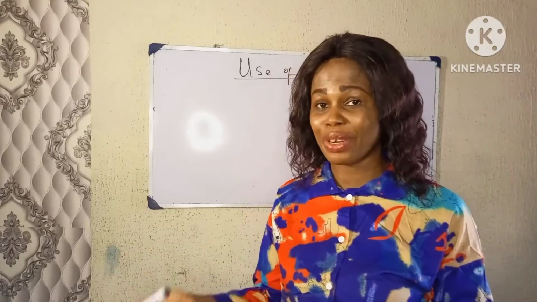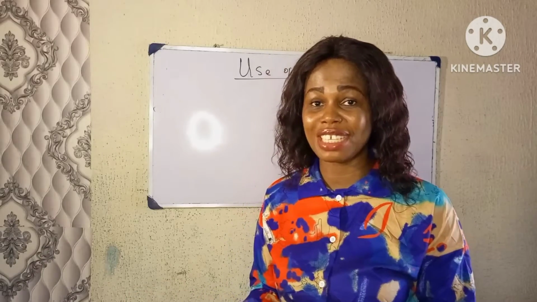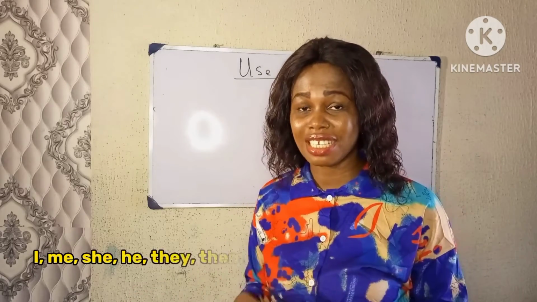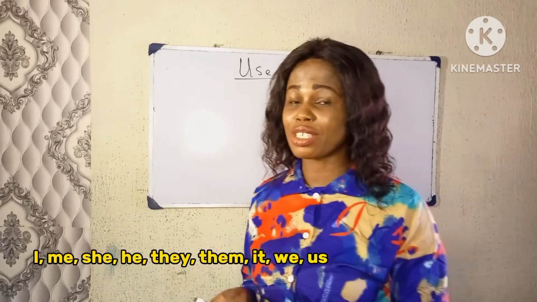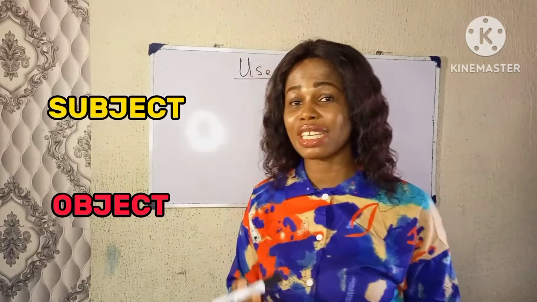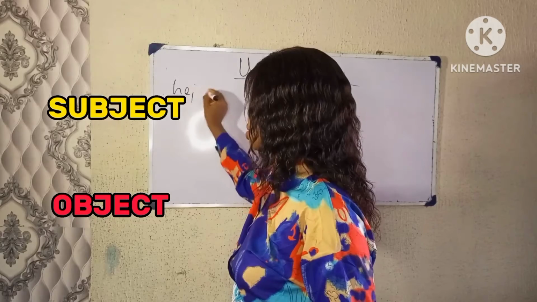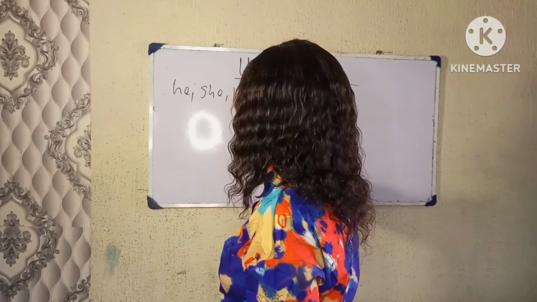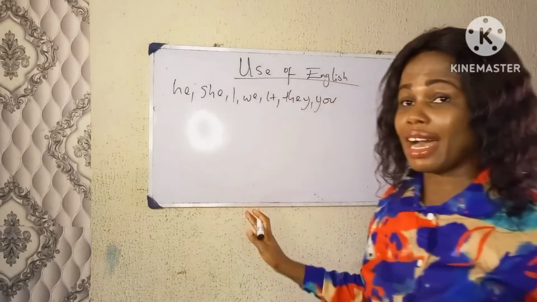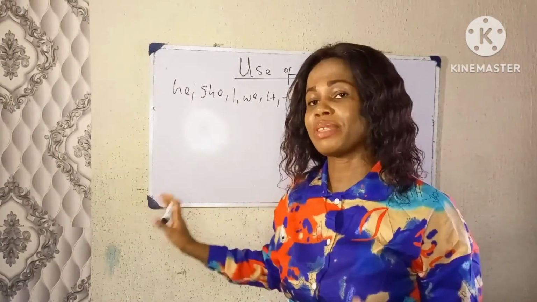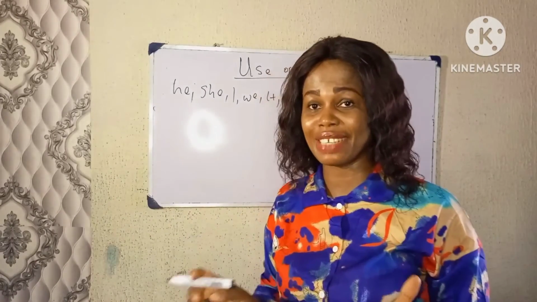Now, what are pronouns? Pronouns are words that are used in place of nouns, okay? You already know words like I, me, she, he, etc. Pronouns are divided into two: we have the subject pronouns and we have the object pronouns. We have the subject pronouns like he, she, I, we, you. These are personal pronouns, subject personal pronouns.